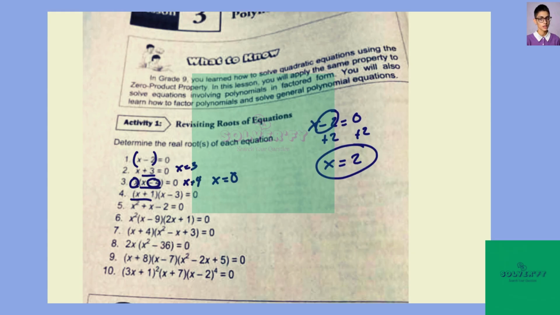The next one, we're going to have two factors, so two zeros. x plus 1 equals 0, right? So set that equal to 0. Subtract 1 from both sides. The next one, set that equal to 0. Add 3 to both sides. So x equals 3.